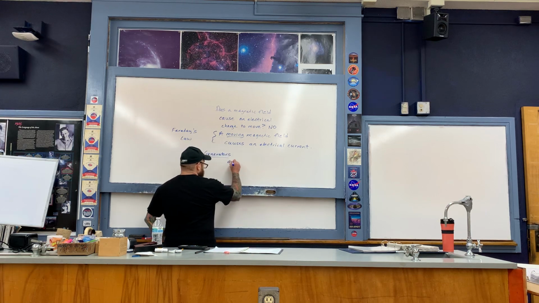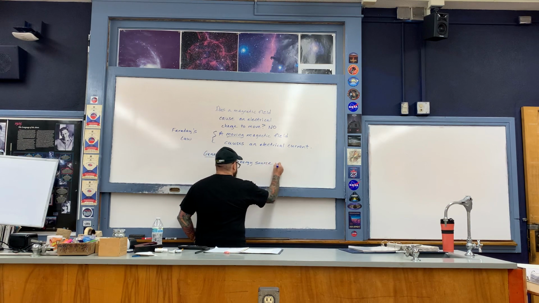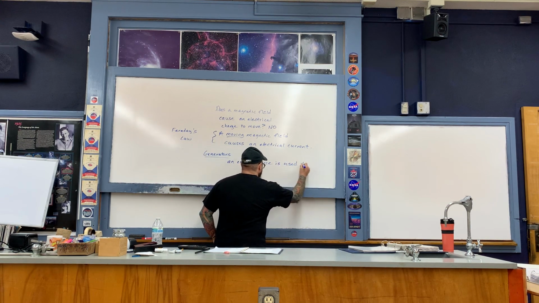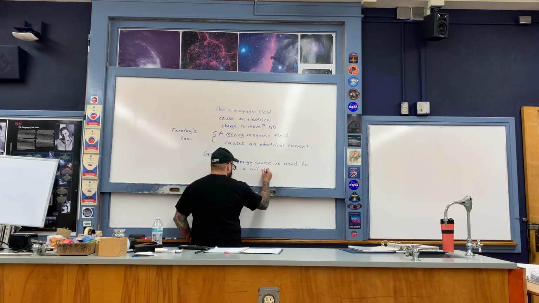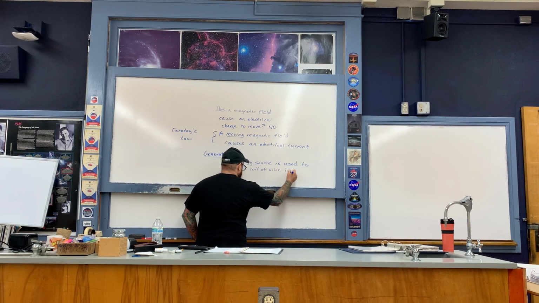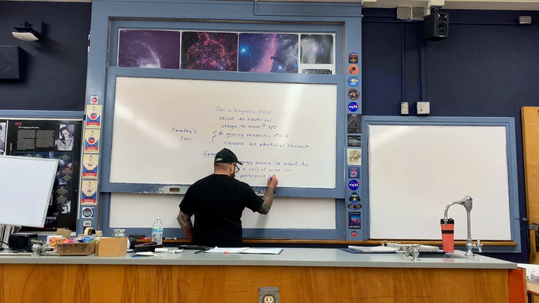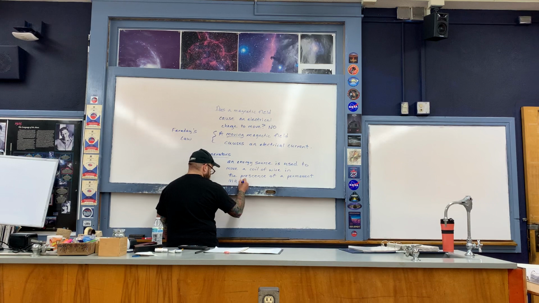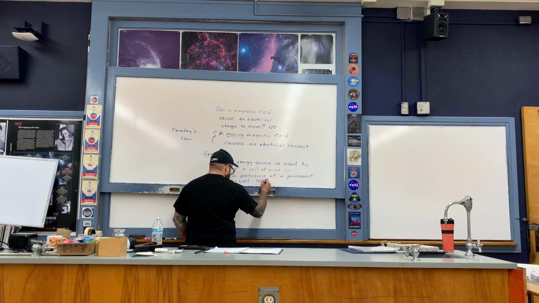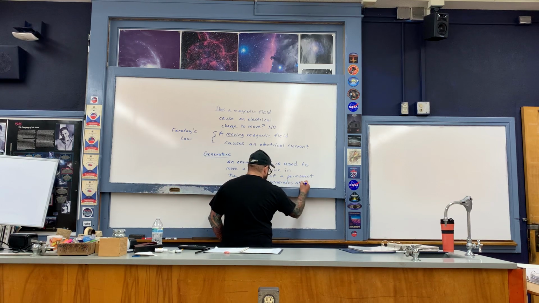So an energy source is used to move a coil of wire in the presence of a permanent magnet. This generates an alternating current.